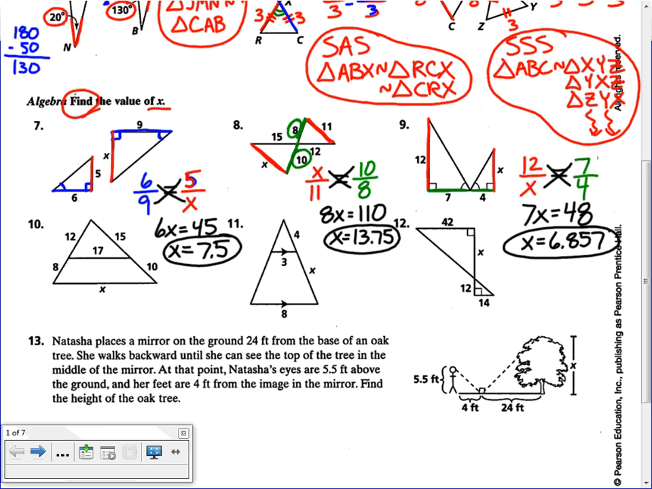Of course, you always want to pay attention to what you should round decimals to, or you can look at your answer choices if it's multiple choice and see which one matches up.